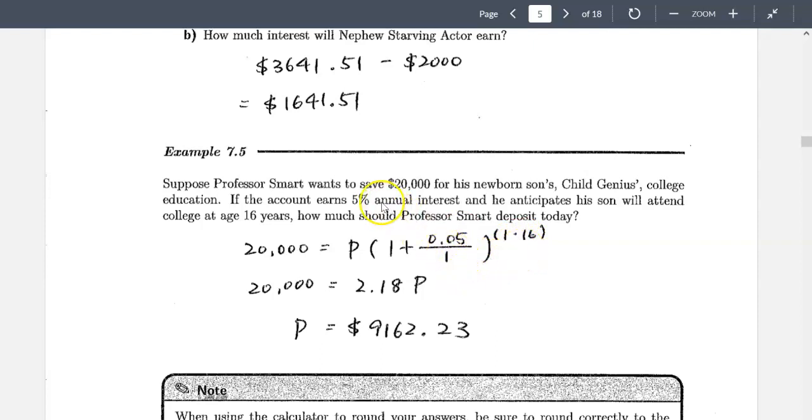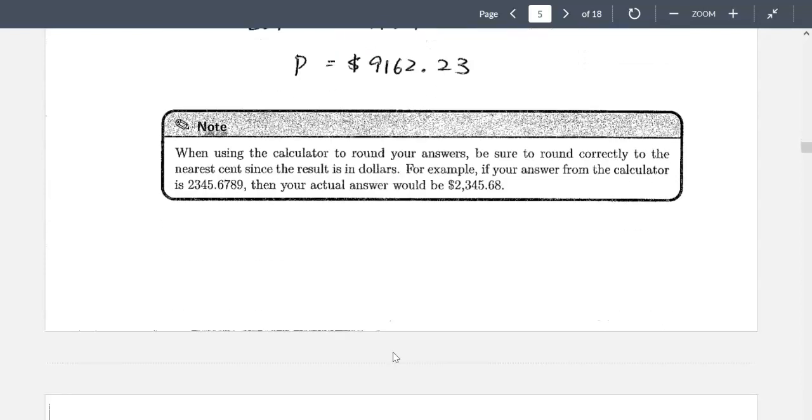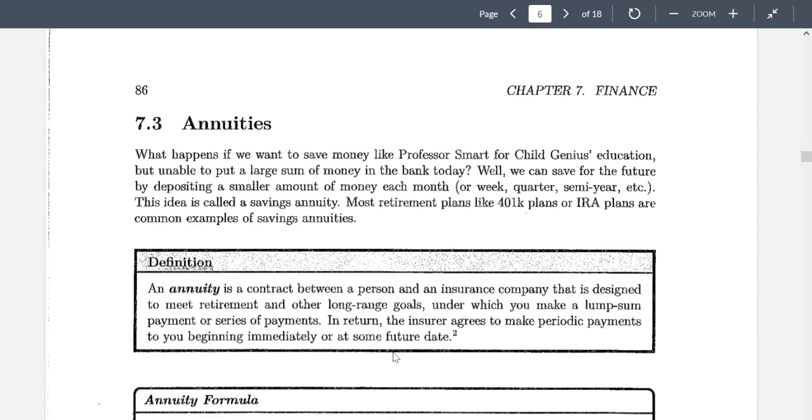Now it says annual interest, so N equals 1. It's only compounded once a year. So we'll do the parentheses first. 1 plus 0.05 divided by 1, and then to the 16th power. That's 2.18. Then we divide both sides by 2.18. We get $9,162.23. So the amount that needs to be deposited today is $9,162.23. Okay, annuity.